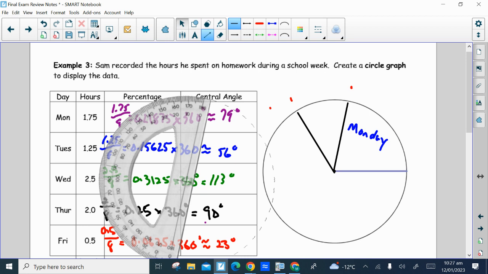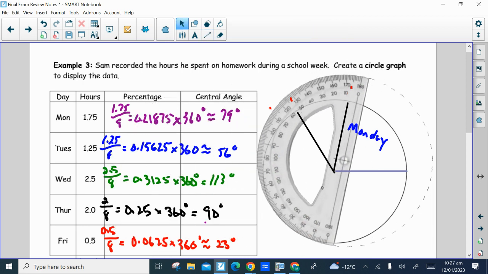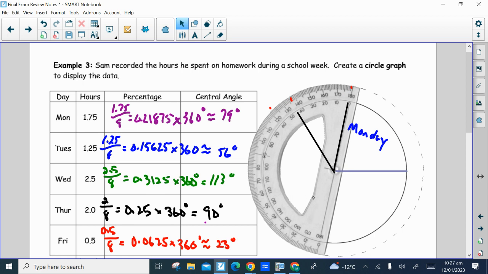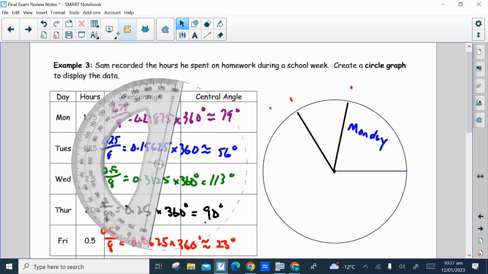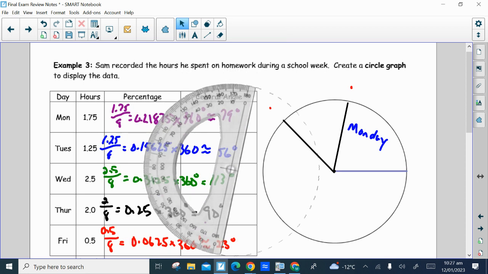I just want to check to make sure that I have the right one because there's 2 points there. No, I don't. It was the other point. So that's okay, we can fix that. We'll move that. Okay, and there we go. There's our 56, and this was Tuesday, so we'll label that.